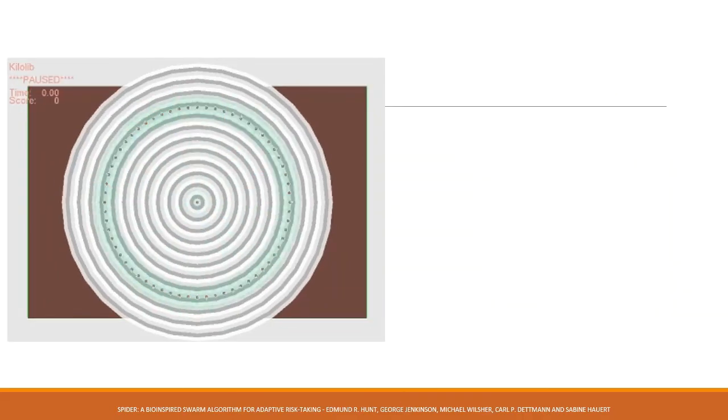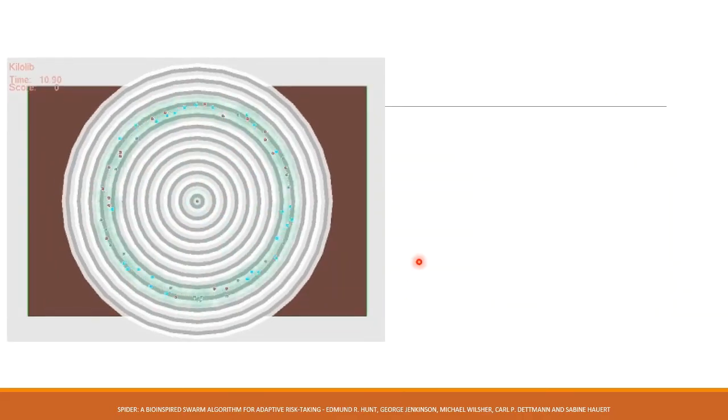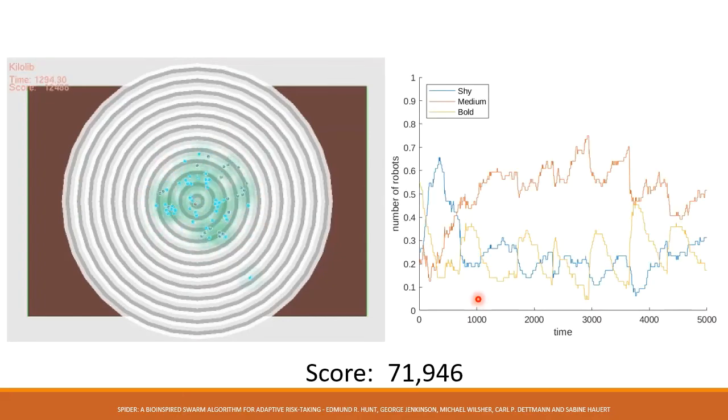And somewhere in the Goldilocks zone in the middle, we get a swarm that distributes itself into an appropriate number of shy spiders, which are blue, medium spiders, which are grey, and every now and then bold spiders, which are represented by these red spots. You can see on the right they've got something like an even distribution between them, although even isn't necessarily the best for the task. They score much higher, with nearly 72,000.